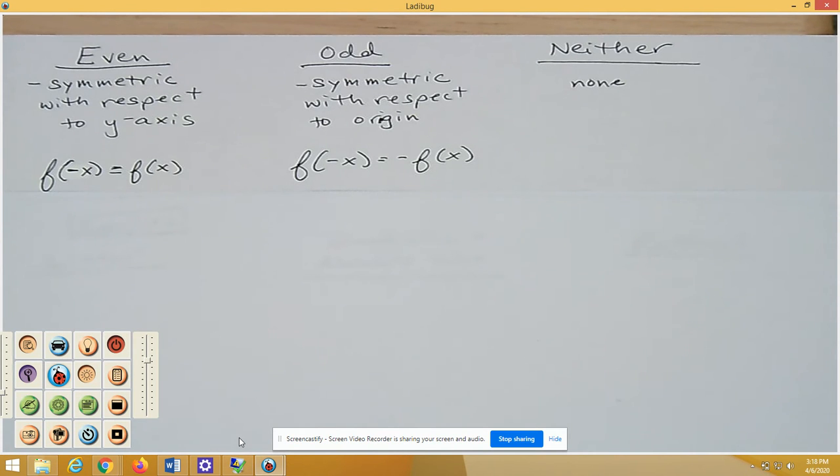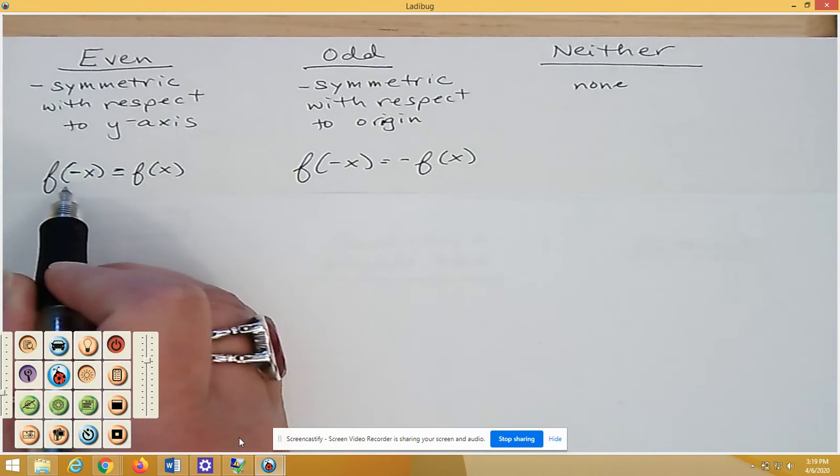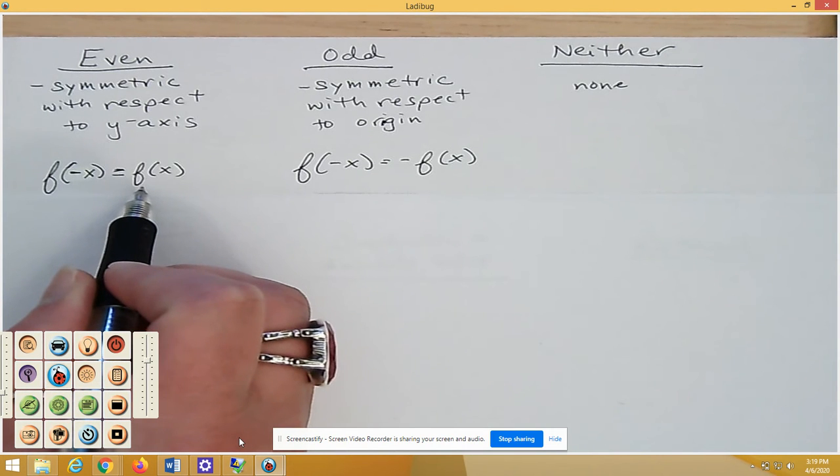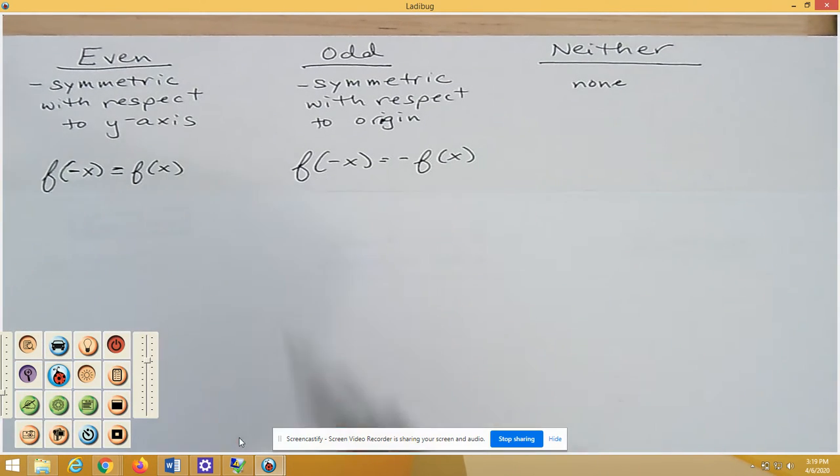And if you think of an even function, the opposite inputs have the same output. So f of negative x also equals f of x. But with an odd function, opposite inputs have opposite outputs. So f of negative x equals negative f of x. And that'll be a little bit easier to see, I think, as we go through some problems.